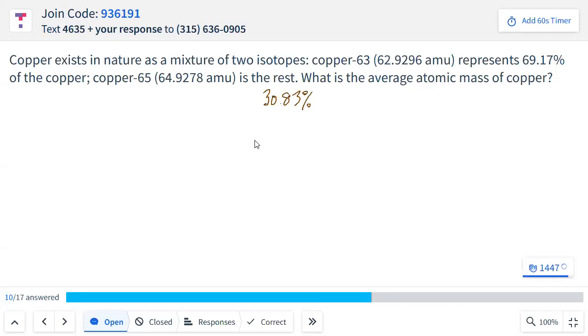So the important thing to remember here, the most fundamental mistake that you can make is just to ignore the percentages and just say, I've got two numbers here, let me add them up and divide by 2, that's my answer. Because if you do that, you're not going to get the correct answer. The only time that ever works is if the 2 isotopes or the 3 isotopes are all present exactly equal to each other, which is almost never the case.